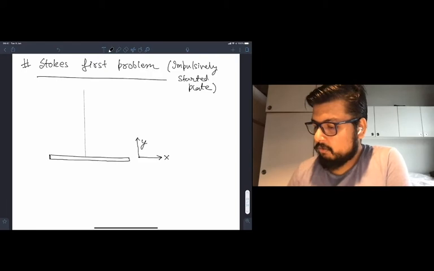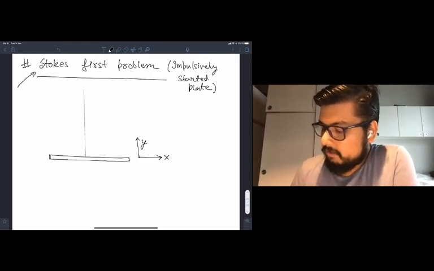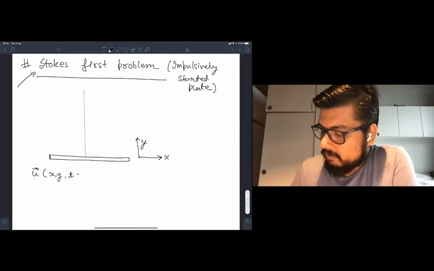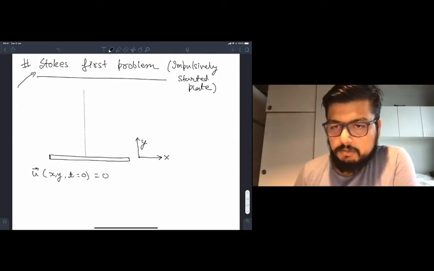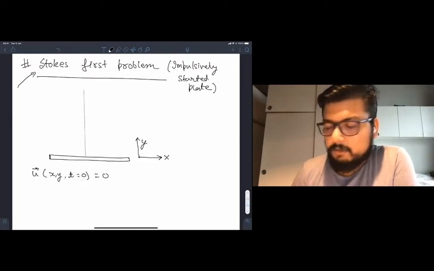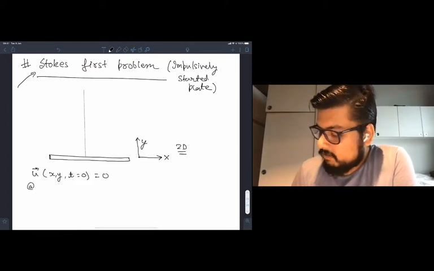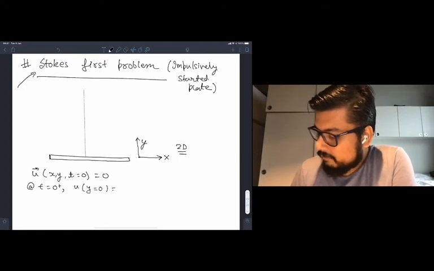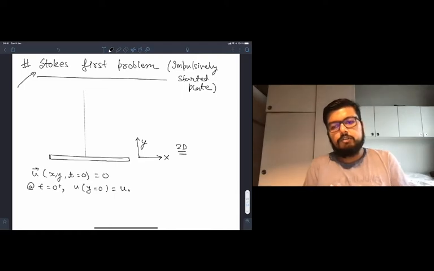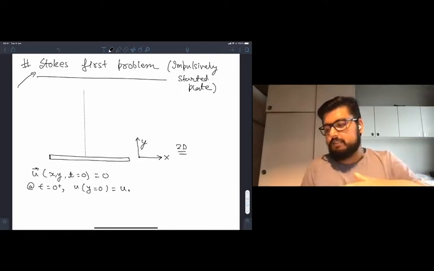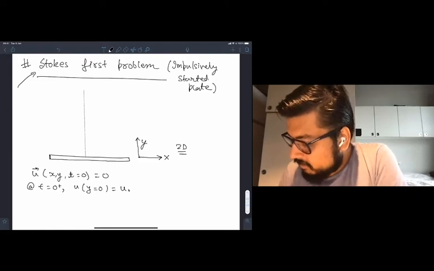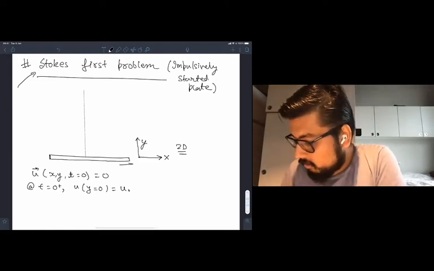This problem is also known as Stokes' first problem, and the system setup is something like this: the velocity field for all x comma y, but for time t equal to 0, is 0. So at time t equal to 0, everything is at rest. Note that we are going to again assume a 2D geometry, just for the sake of simplicity. Now at time t equal to 0 plus, the velocity at y equal to 0 is u naught. So at t equal to 0 plus, I suddenly give the bottom plate a push so that it starts moving with a velocity u.